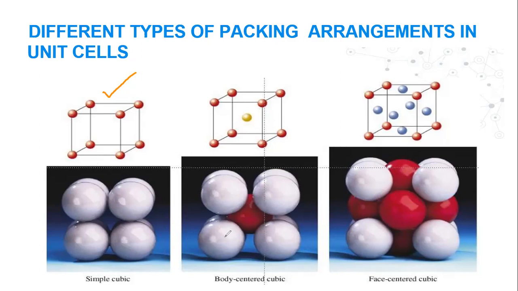The second one is the body centered cubic. A single atom is formed at the center of the unit cell, that is, at the center of the unit cell an atom is formed. This is known as body centered cubic.